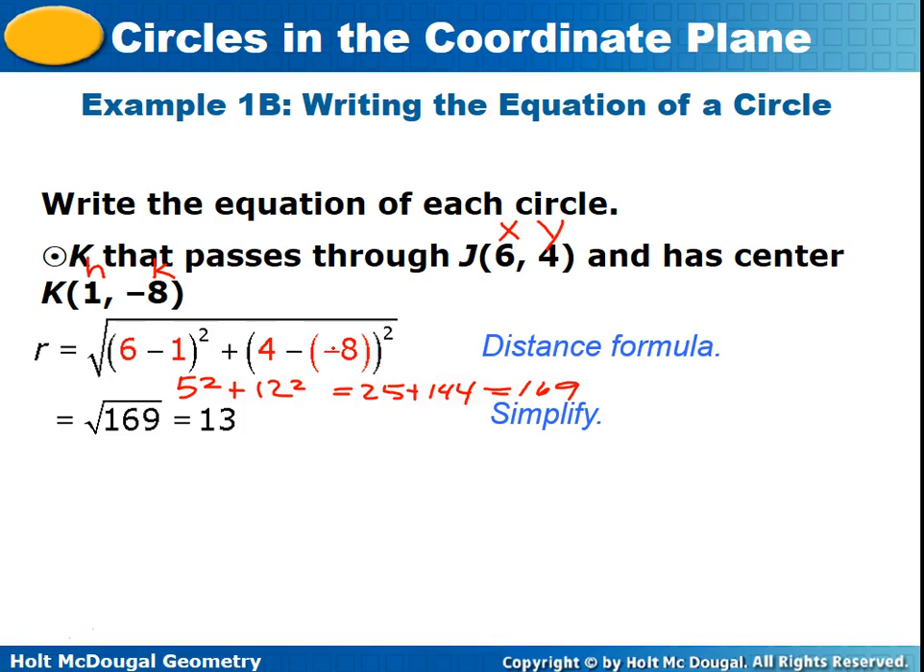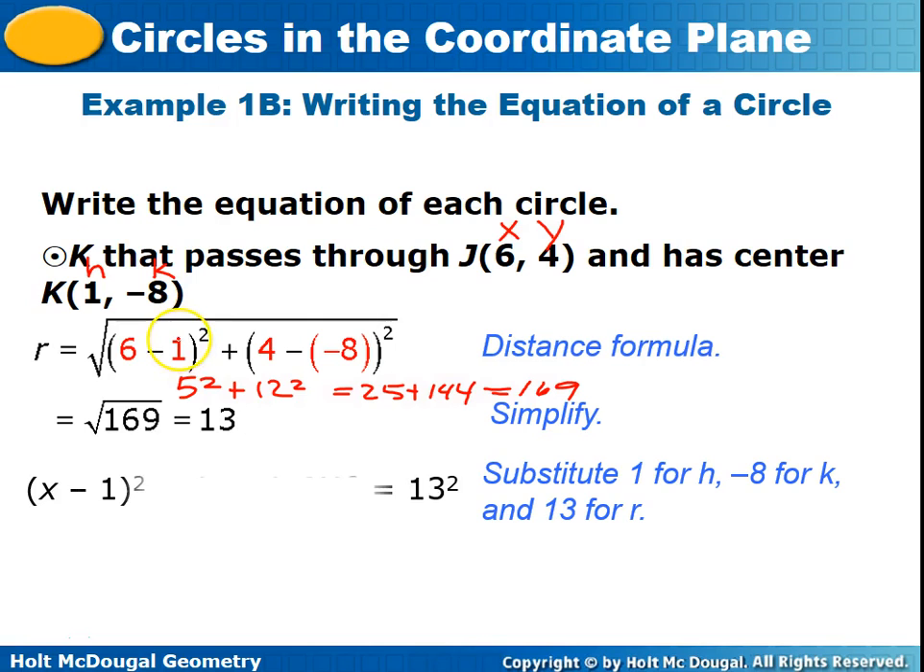And then we're going to plug just our H and K and our R back into the equation for a circle. So we've got to plug it back into the equation. So we've got our H here, which we were given right there. We've got our K here, which we were given right there. And then we've got our 13, and we're going to square it this time.